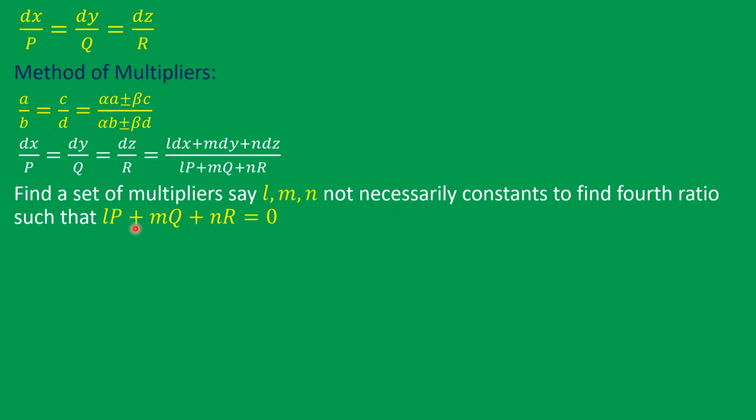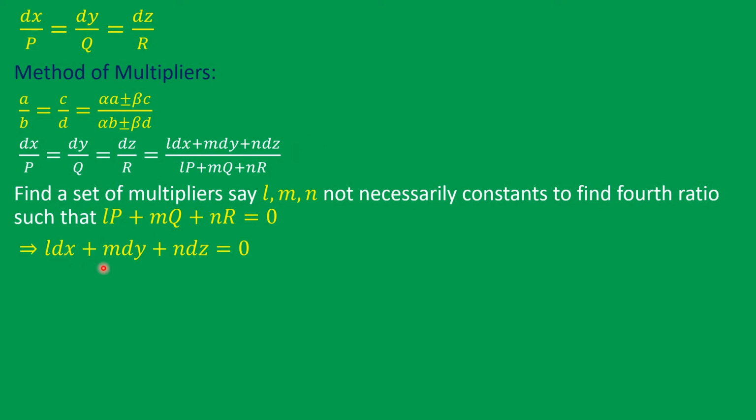So what happens here? We are choosing multipliers such that this denominator term is 0. But as we know, these ratios exist. So if this denominator is 0 and if the numerator is not equal to 0, in that case this quantity will not be defined, it will be infinity, right? So for this quantity to be a finite quantity, this numerator L dx plus M dy plus N dz has to be 0.